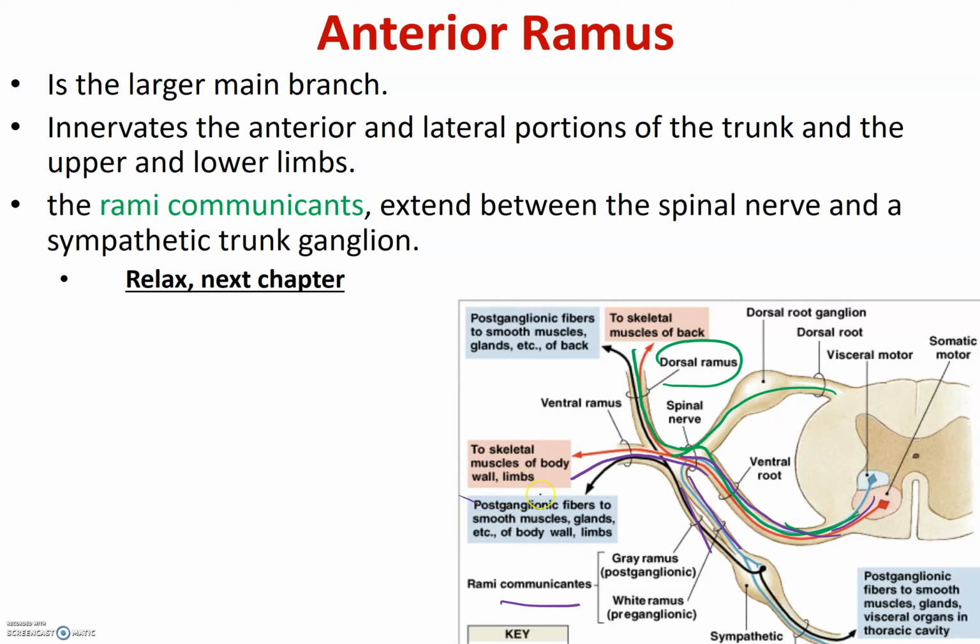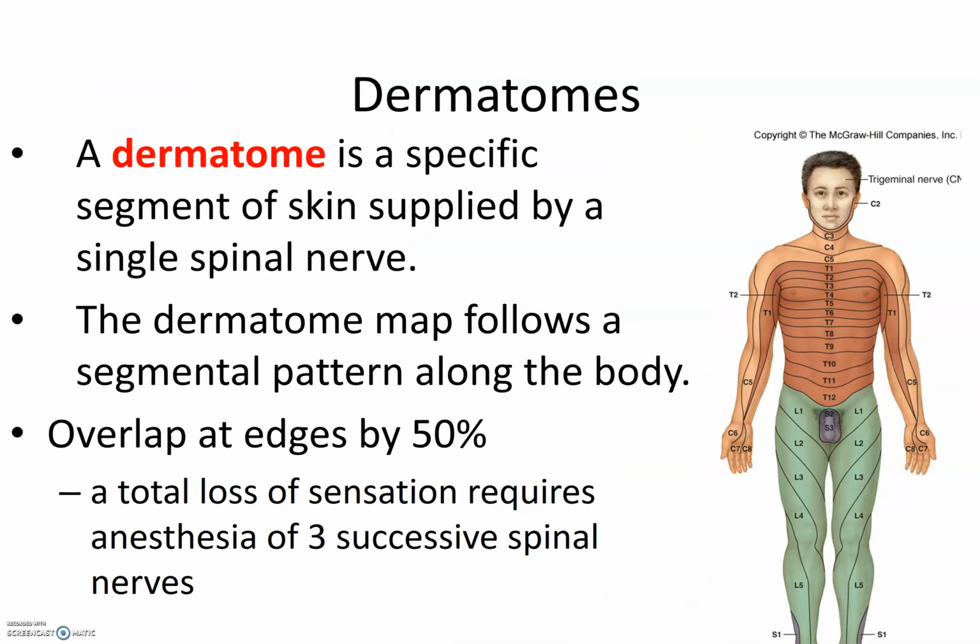To skeletal muscles, body wall, where the dorsal rami or posterior is very boring. Now, because of this, we have something called a dermatome. A dermatome is a segment of skin supplied by a single nerve. And I'm not going to make you memorize which dermatomes where. That is for a more advanced class.